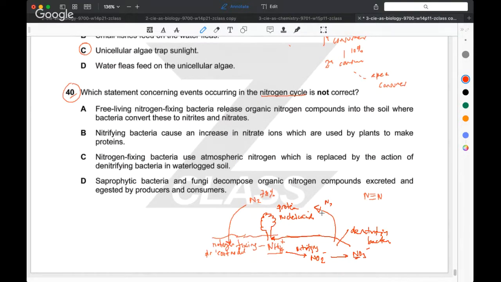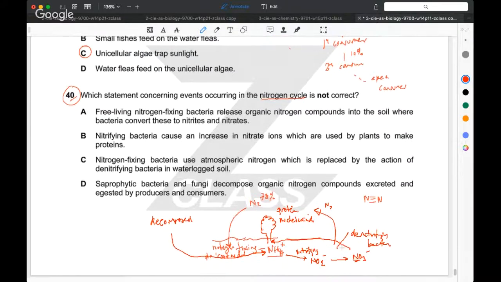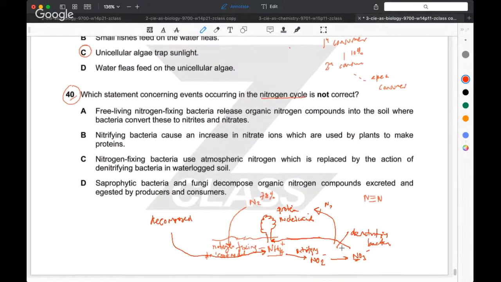There's only one part that we're missing, and that is as plants or animals die and decay, then there's another series of bacteria or, in fact, fungi involved in the decomposition process. So decaying or dead plant or animal parts are decomposed either by bacteria or fungi, and that decomposition process is going to release ammonium ions again, which can then be converted through to nitrite and nitrate. So that's the nitrogen cycle.